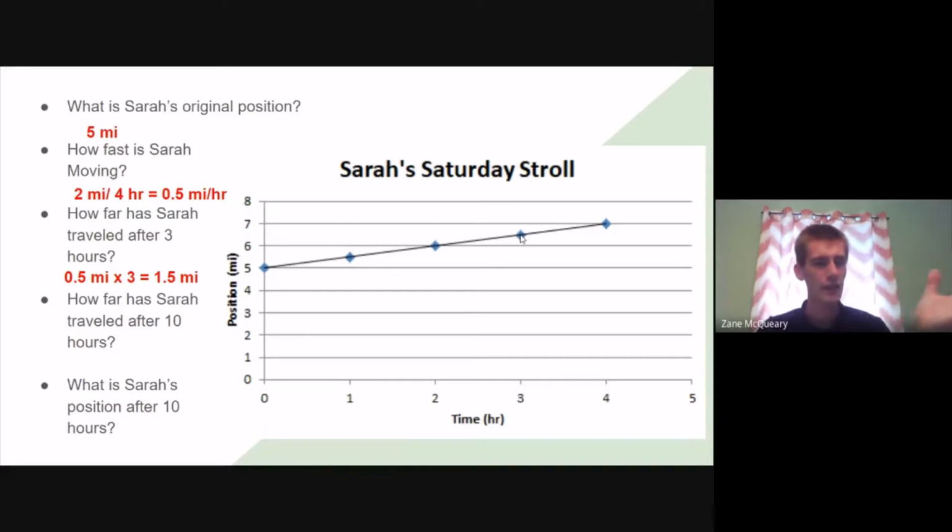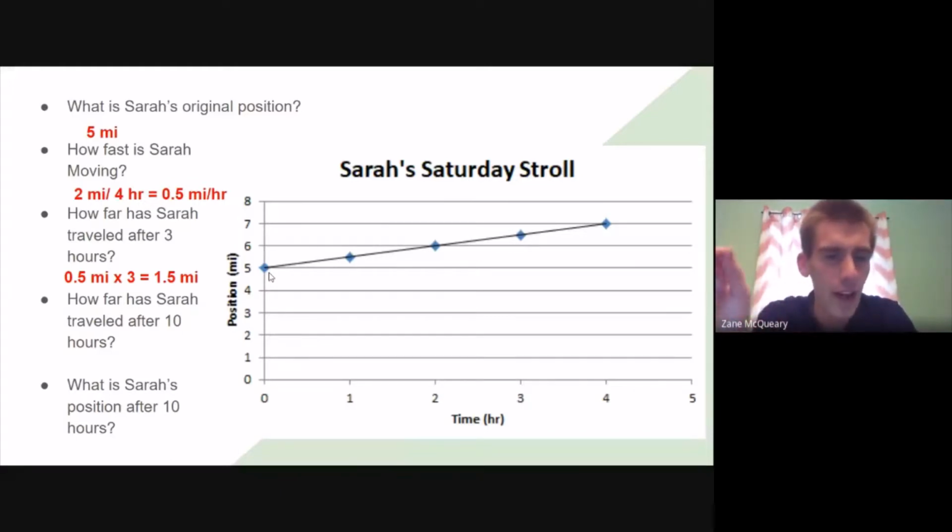That doesn't make any sense here. Why is it 1.5? Well, the question isn't asking her position, it's asking how far she's traveled. So she is at 6.5 now, but she started out at 5. Think about that. There's a difference between how far she's traveled and her position. So you gotta be really careful to read these problems carefully.